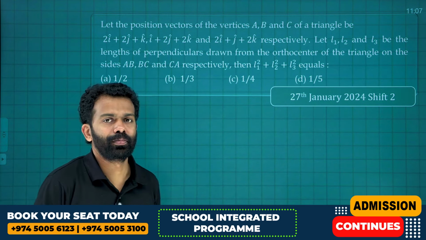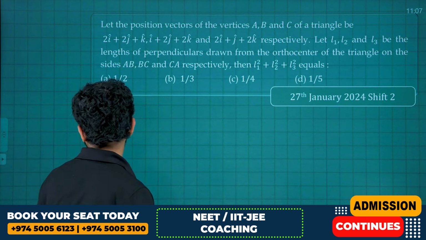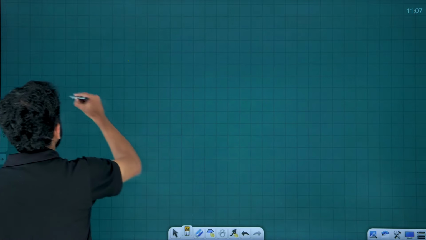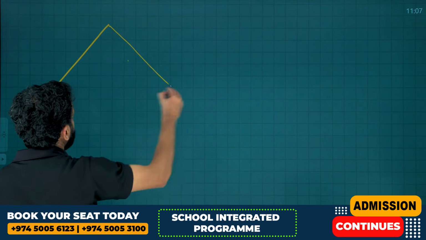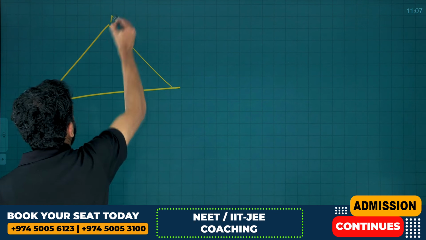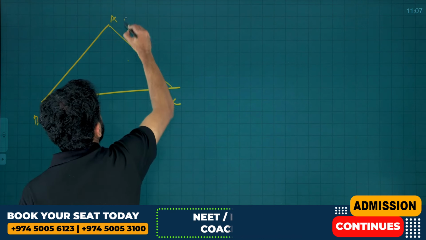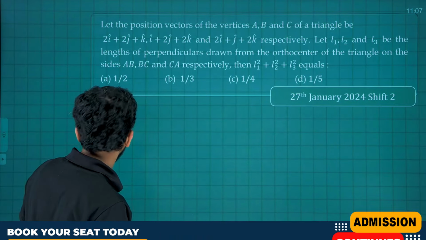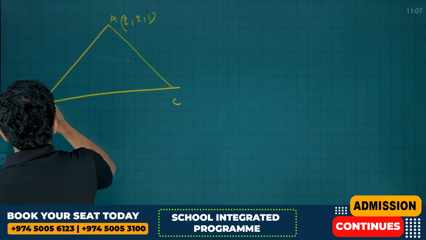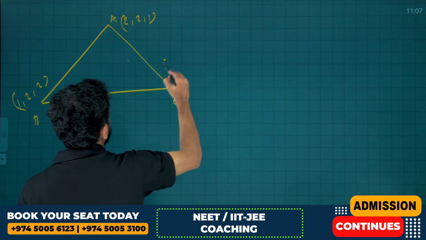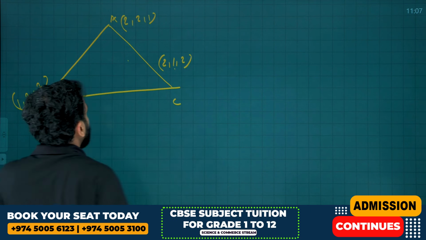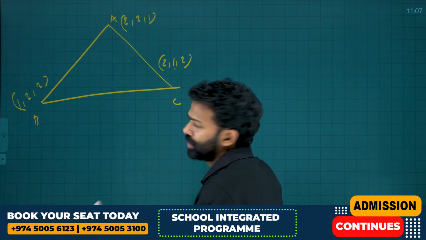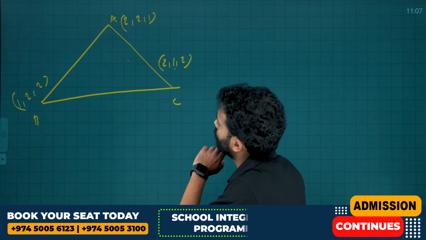Let's start with the triangle first. The points A, B, C are 2, 2, 1, then 1, 2, 2, and then 2, 1, 2. Let's find the length of each side first.